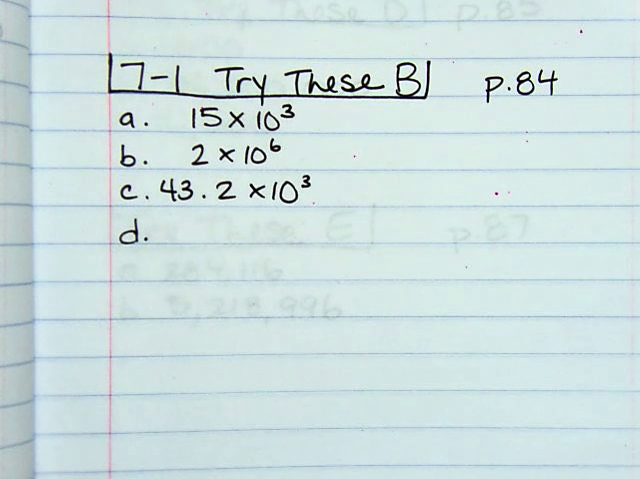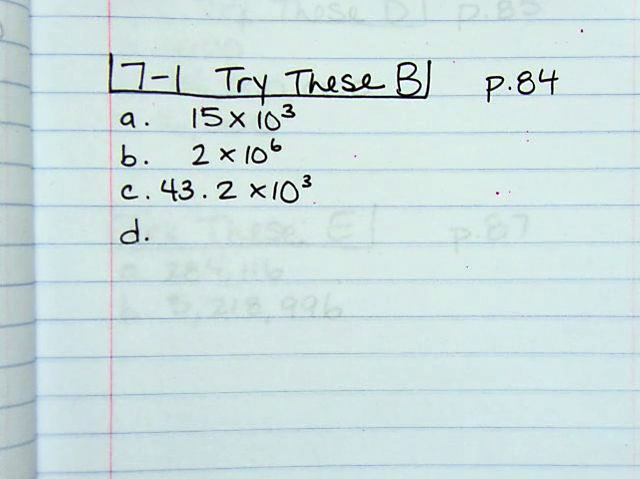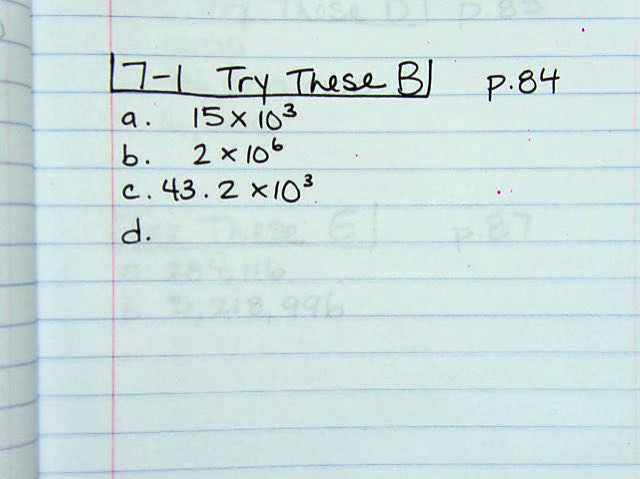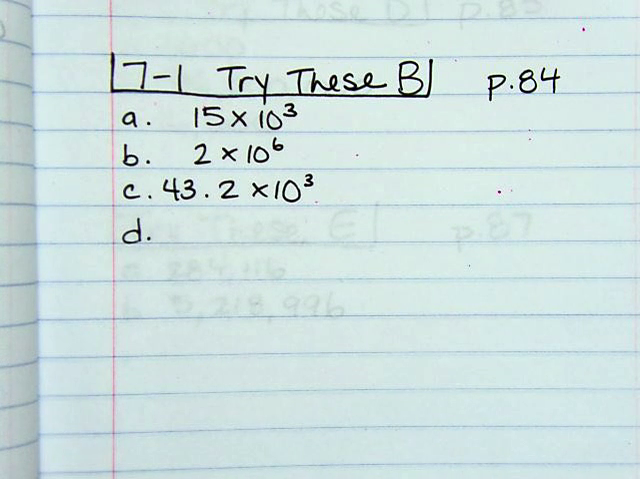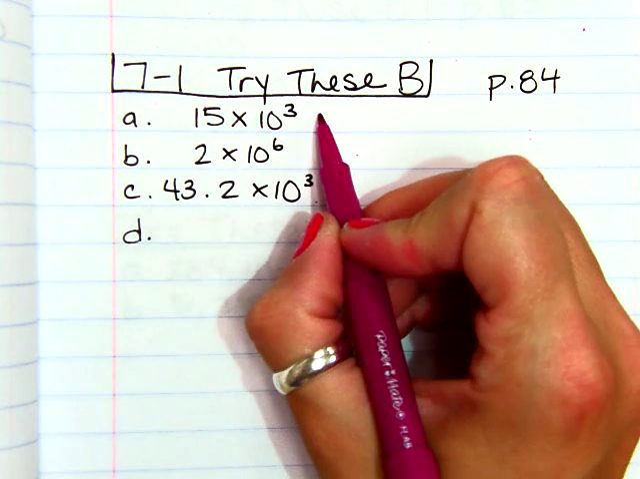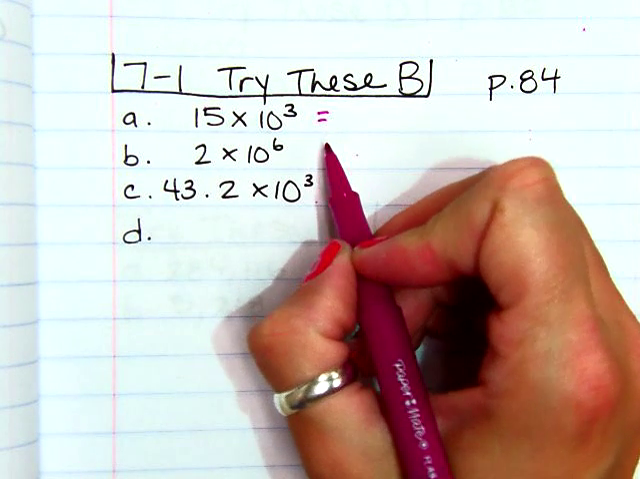Okay, so there were a few of the example problems that we didn't work in section 7.1. In the first ones, we did try these A. I did them in the example A, so you actually have those in your notes if you took good notes that day. We did not do the try these B, which is on page 84. The directions say find the value of these expressions. So that just means standard form, when I'm trying to find these values in regular numbers.